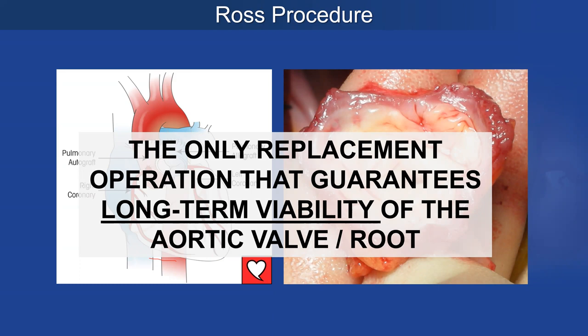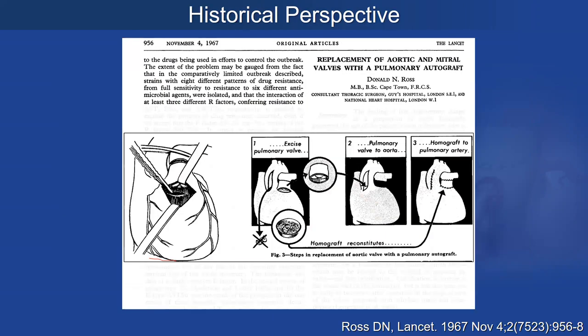And when we look under the microscope, we can still see that trilaminar structure with endothelial and interstitial cells in the body of the leaflet. So the ROS is an old operation. It was described initially in 1962, and the first results were published in 67 by Donald Ross himself, who was a South African surgeon practicing in London.